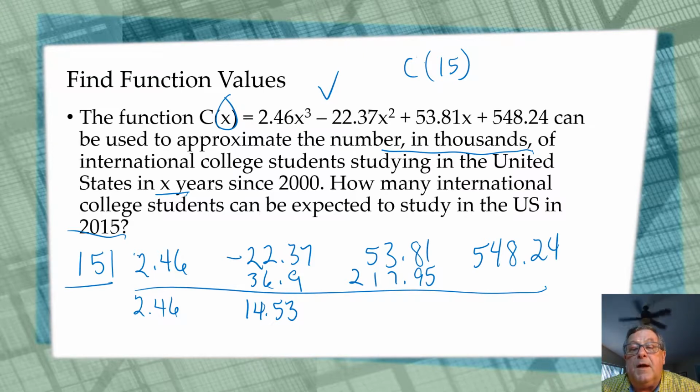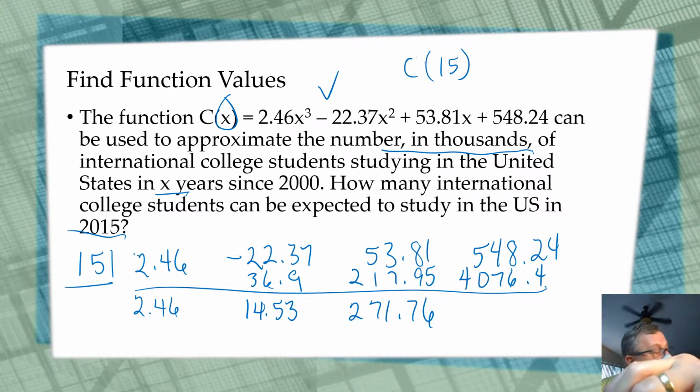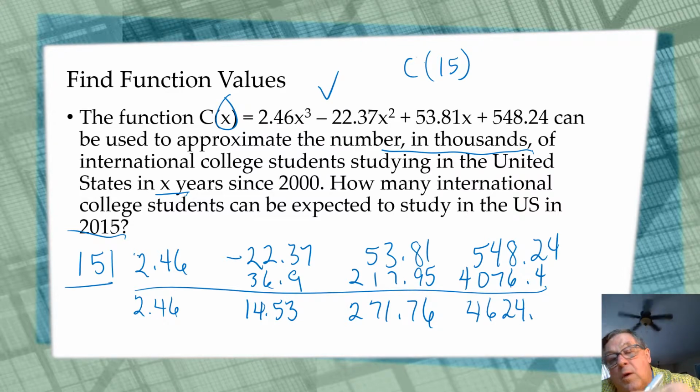We add 53.81 and 217.95, and that comes to 271.76. And we're going to multiply that by 15. And that 15 times 271.76 is 4,076.4. And we add that to the 548.24, and that comes to 4,624.64. Now remember, this is the number in thousands.